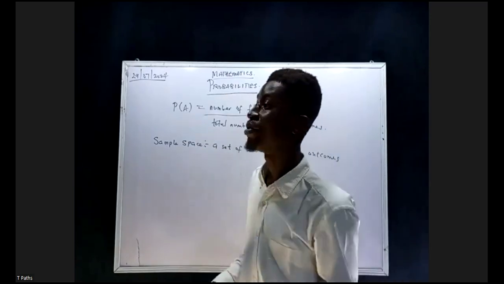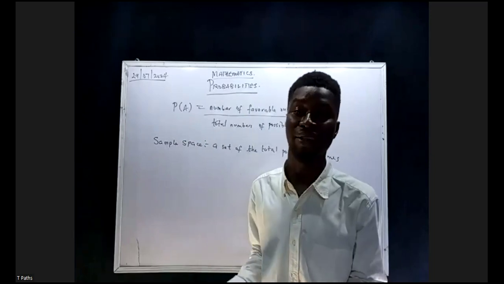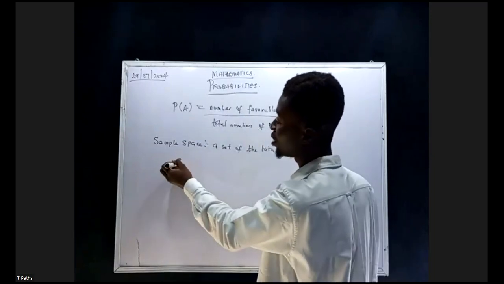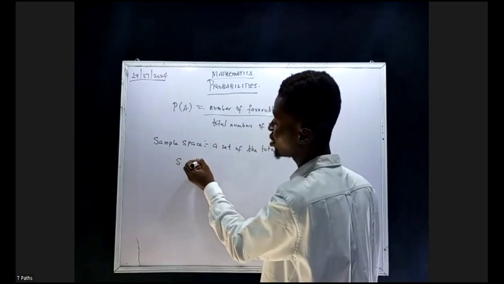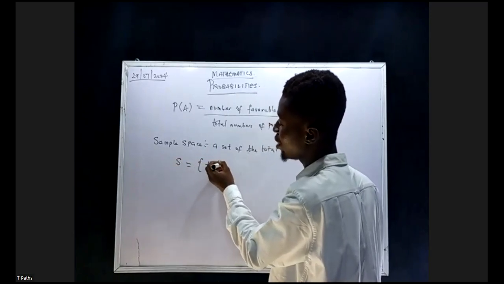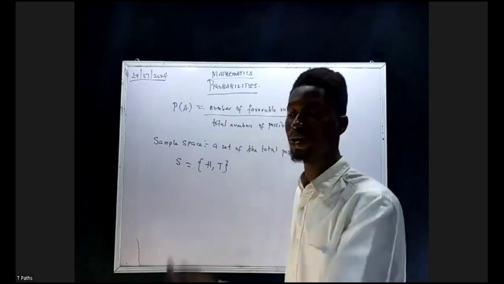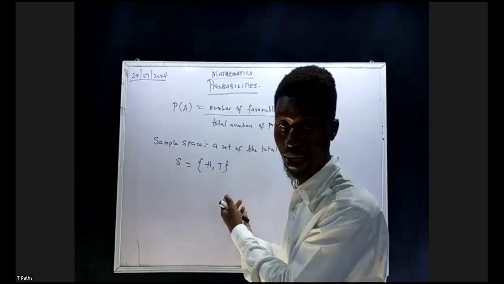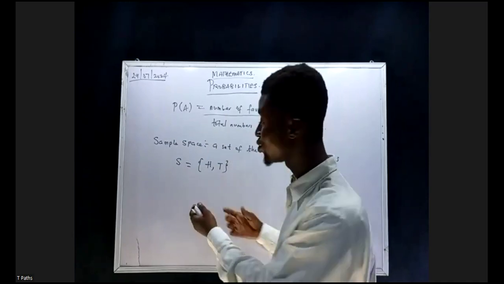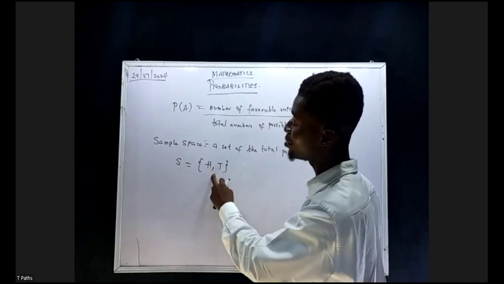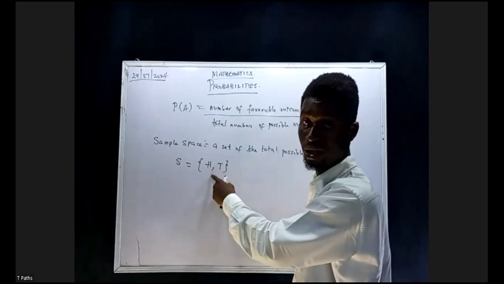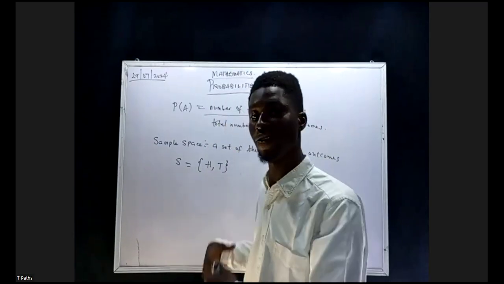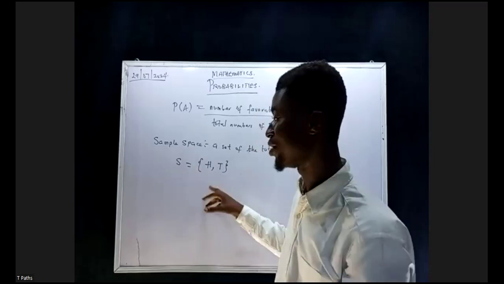Let's use a coin. We all know a coin, Abby. The sample space for a coin is head and tail. When you toss a coin, you either have a head or a tail. You can't have more than these two. So the total number of possible outcomes in this case is just 2. Do we get it now? So your sample space is just the total number of possible outcomes. That is the meaning of your sample space.